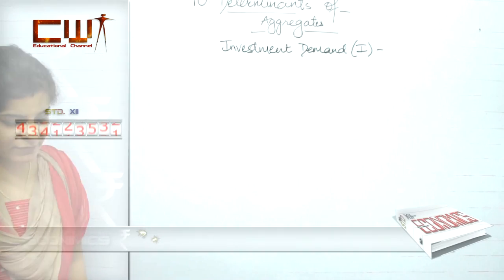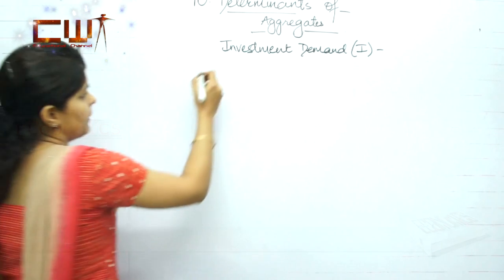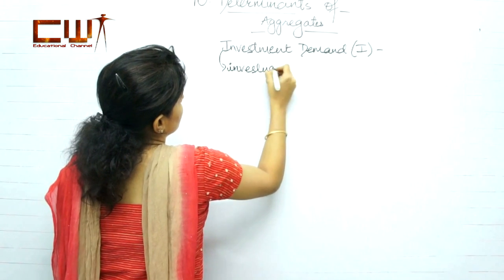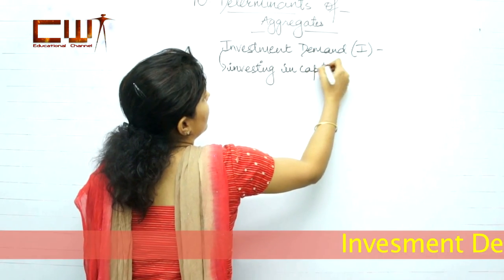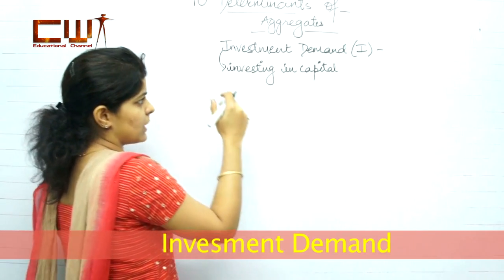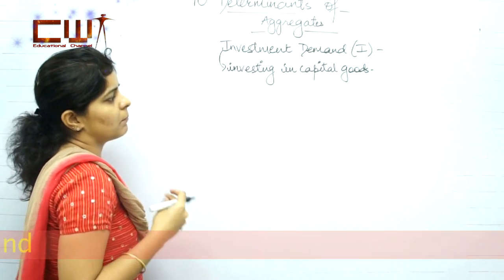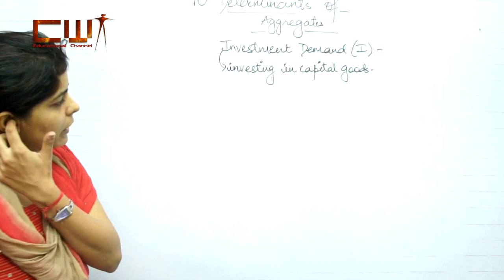What do you mean by investment demand? It is expenditure incurred by private firms on capital goods such as buildings and machineries. Such expenditure leads to capital formation in the country. So investment demand is when you are investing in capital goods for further production. That is known as investment demand. Capital goods may be what? Capital goods may be building, machinery, plants, furniture and fixtures. Those are all counted under capital goods.